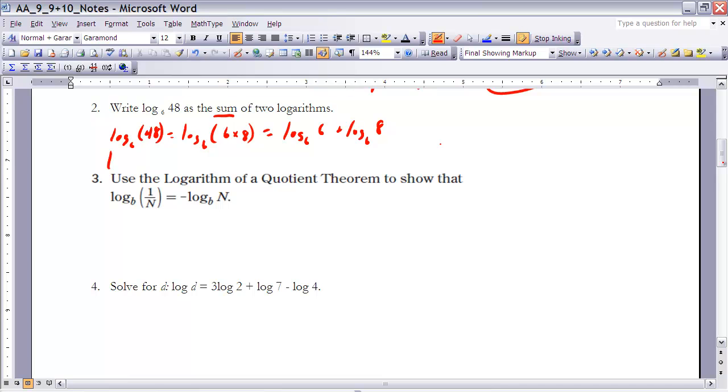We can do the same thing because it asks us to do it twice. The log base 6 of 48 is equal to the log base 6 of 12 times 4. That also is 48. So I could write that as the log base 6 of 12 plus the log base 6 of 4. So I've written it in two different ways. We can take a log and write it in a lot of different ways, using the product or the quotient, depending on how it sets up.